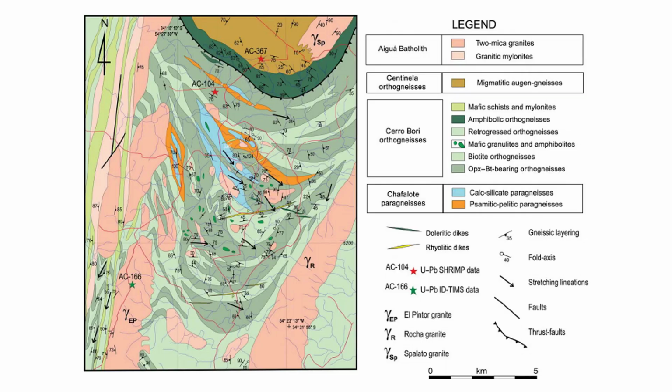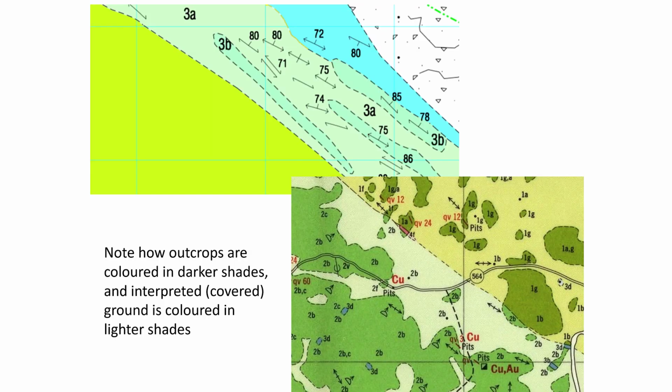I should say you're also going to find, as you go through your studies and into your career, there are many different conventions on map symbols, which is why it's very important to always include a legend on your map, because one symbol that could mean gneissic layering to you may mean a joint, or it may mean bedding, or it may mean a fault to somebody else. Again, note how the outcrops are colored in darker shades, and the covered ground, i.e. where we've interpreted the same map units to extend in between outcrops, that area is colored in lighter shades on the map.